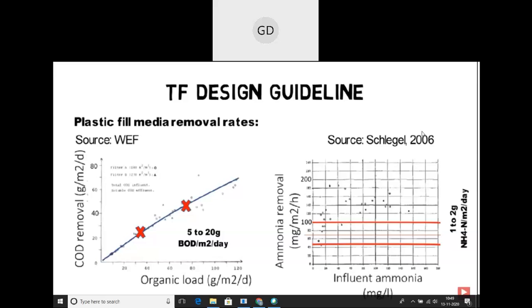Plastic fill media is available in different types with various specific surface areas. The higher the surface area, the more microorganisms are available and the better is the performance of the trickling filter, but at the same time the higher is the risk of clogging.